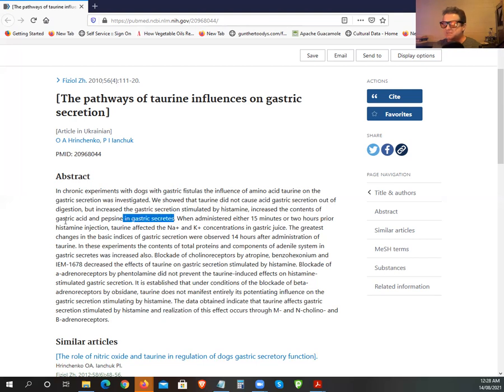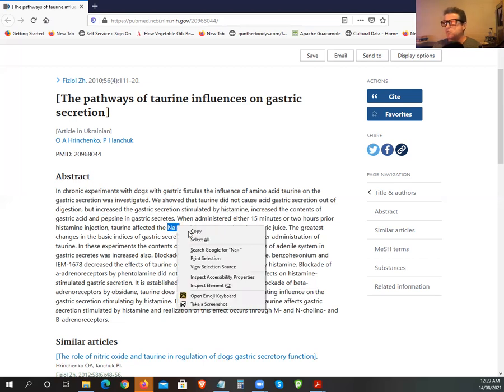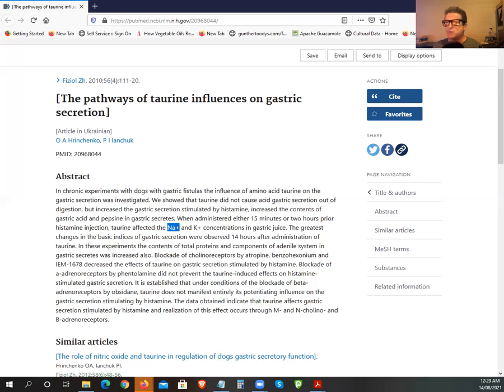Okay. Increase the content of gastric acid, pepsin, and gastric secretes. So as you can see, you're getting good levels of gastric acid as a consequence, pepsin, and the general gastric secretion. When administered either 15 minutes or 2 hours prior to histamine injection, taurine affected the sodium. Basically what we're talking about here is salt, really. So that's what we're really talking about. So keep that in mind.